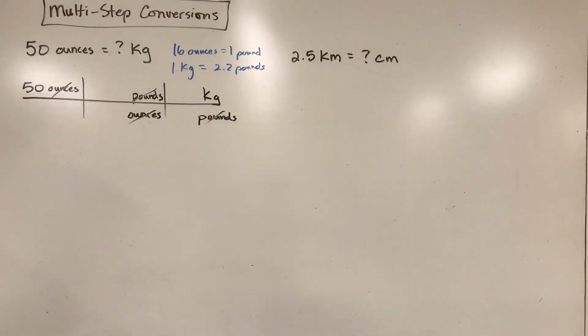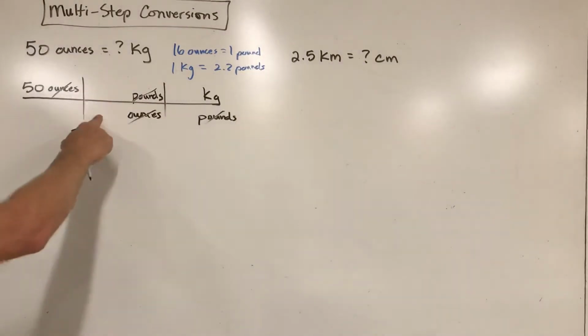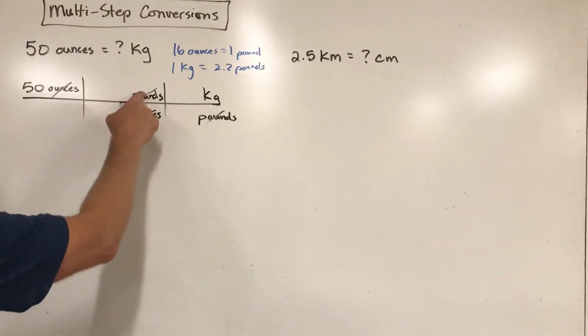Now, I essentially have two conversion factors I need here. And remember, the number on the top and the number on the bottom have to represent the same amount of stuff, just with a different type of measurement. So in this case, I'm dealing with pounds and ounces.